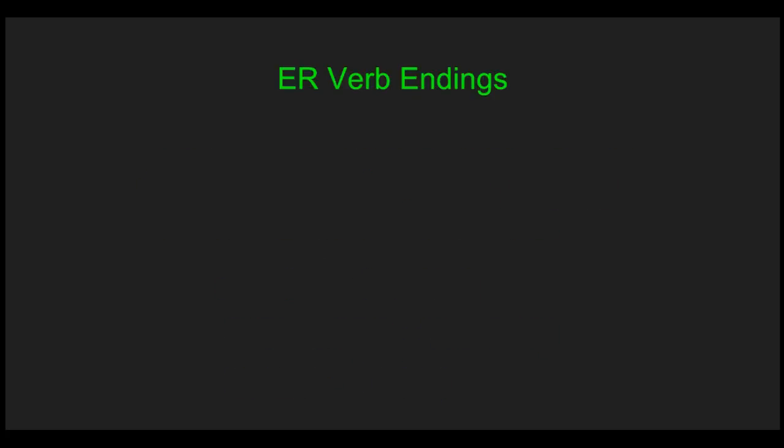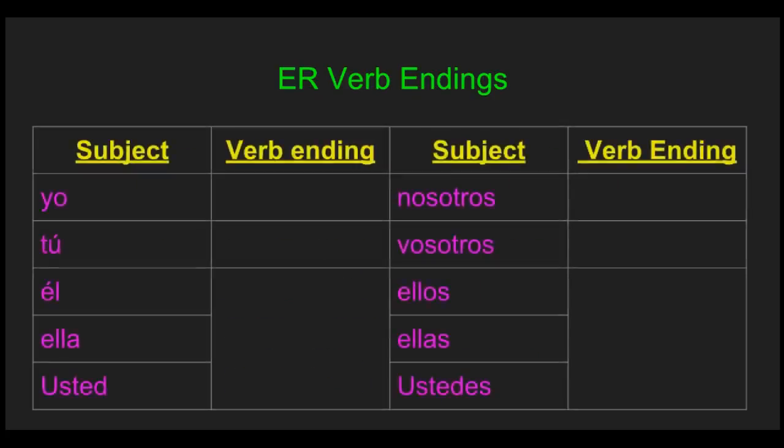Next, we're going to talk about the ER verb endings. This chart should look familiar to you. I've listed the various subject pronouns, yo, tú, él, ella, usted, on the singular side, and then nosotros, vosotros, ellos, ellas, and ustedes on the plural side. As you can see, there are only going to be 6 different verb endings. Just like with AR verbs, the él, ella, and usted forms will look the same, as well as the ellos, ellas, and ustedes forms, which will also look the same.